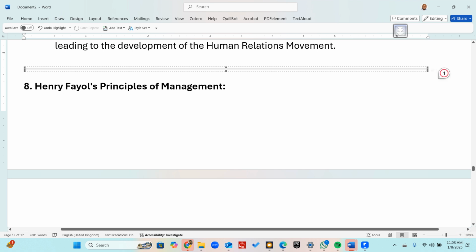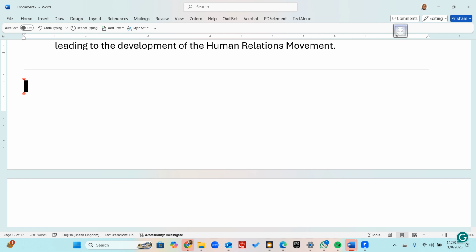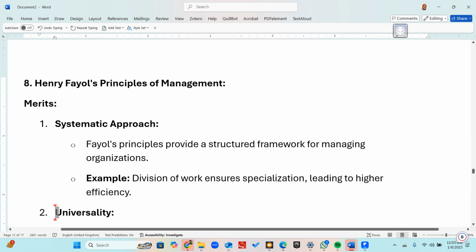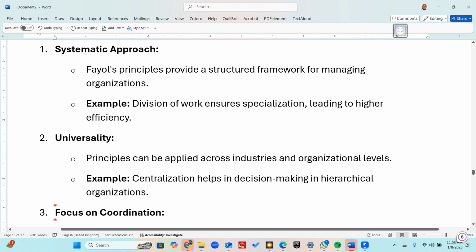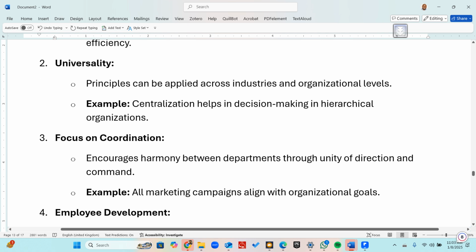Henri Fayol, every management student is used to this one. Merit is a systematic approach. Henri Fayol provided a structural framework for managing organizations. Division of work ensures specialization, leading to higher efficiency. Universality: principles can be applied across industries and organizational levels. Centralization helps in decision making and hierarchical organization. Focus on coordination encourages harmony between departments, unity through direction and command.